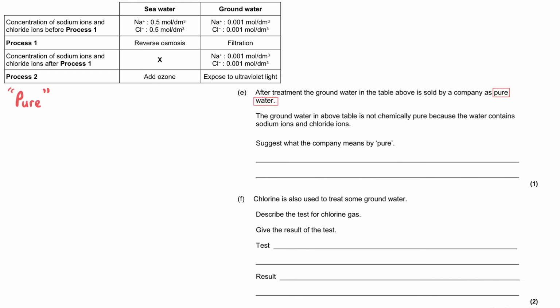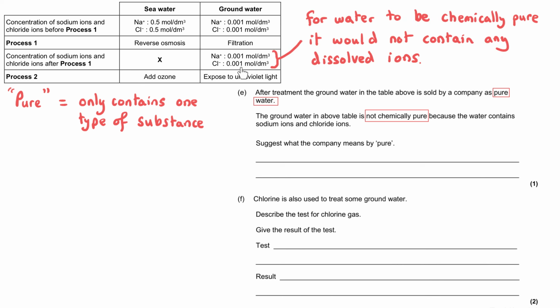The groundwater in the above table is not chemically pure because the water contains sodium ions and chloride ions. And we can see that here. They're there after process 1 in very, very low concentrations, and exposure to ultraviolet light will kill those microbes, but it won't do anything to the sodium or the chloride ions. And so we've been asked to suggest what the company means then by pure.